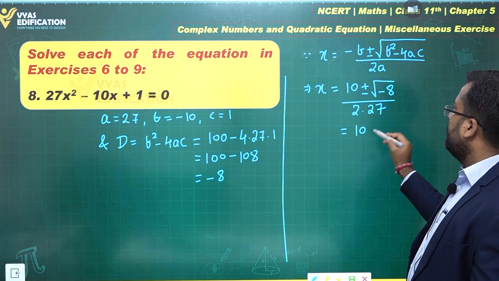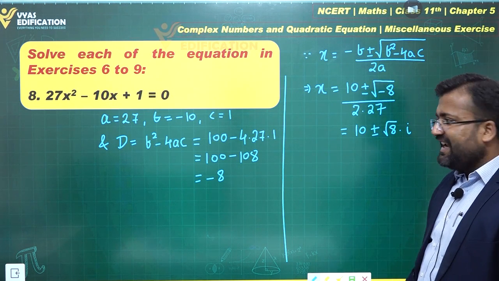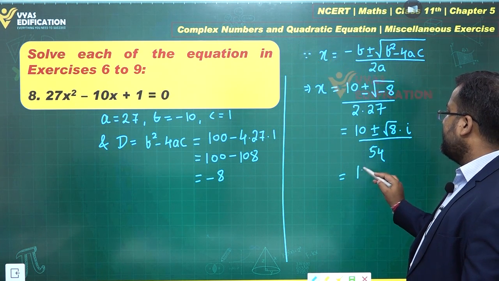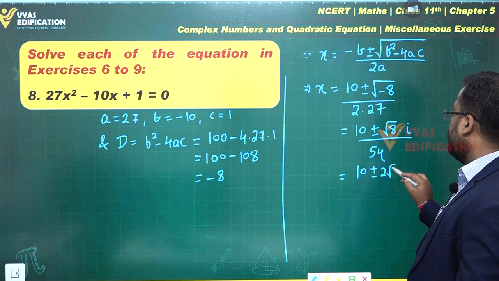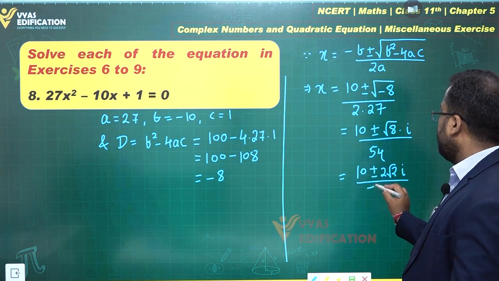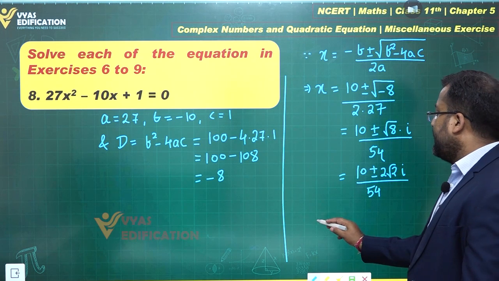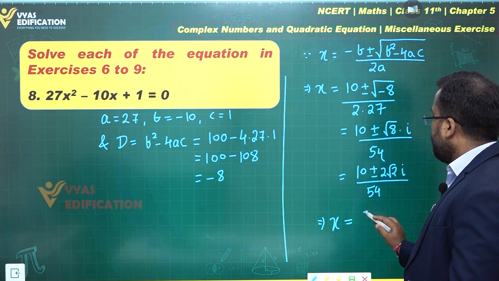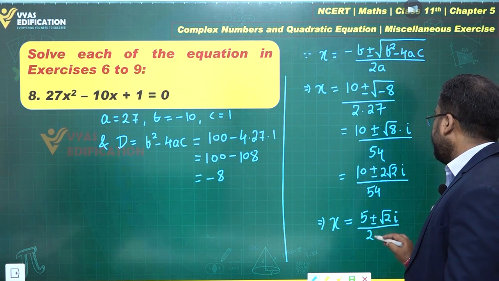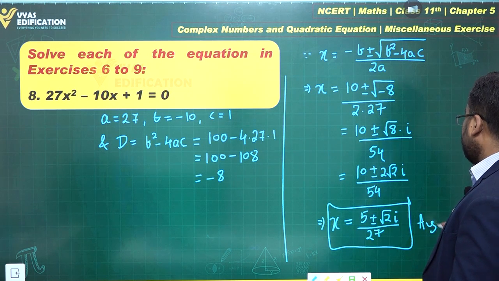Okay, 10 is okay. Plus or minus, this is root 8 times root of minus 1, which is i, upon 54. Root 8 can be further broken down into 2 root 2, i upon 54, and you can observe that there is a factor of 2 which is getting cancelled in the numerator and denominator. This will give me 5 plus minus root 2 i over 27. This is my answer for this question.